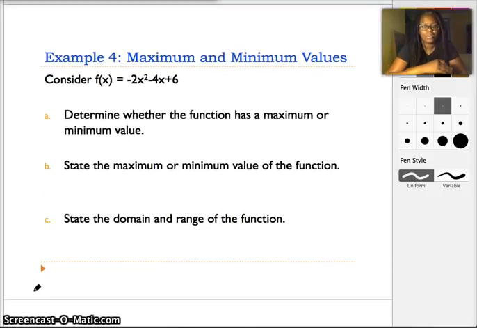Maximum and minimum values. This is actually cool because we kind of thought about this concept before. Determine whether the function has a maximum or minimum value. Remember when we first started talking about the vocabulary, I mentioned that some parabolas are going to be happy, some are sad, and I told you with the first example that this number is going to determine whether it's happy or sad. Do you remember if this is happy or sad?